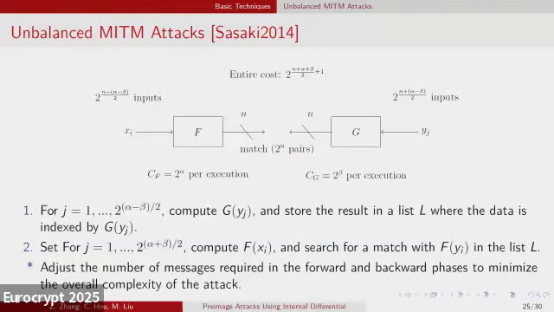The last technique is based on Sasaki's analysis in 2014 of unbalanced meet-in-the-middle attacks, since the cost of obtaining a state through the forward phase and the backward phase is different. We adjust the number of messages required in the forward and backward phases to minimize the overall complexity of the attack.